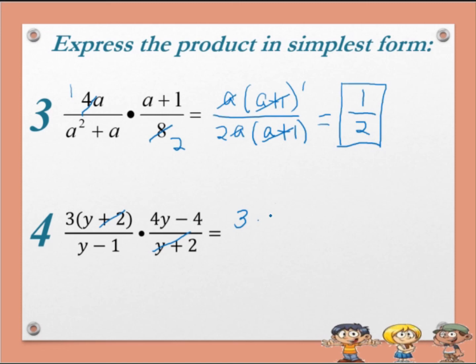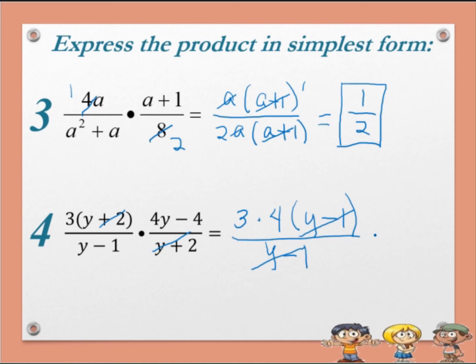4y - 4 has a common factor of 4. And then, our remaining factor, 4y divided by 4 is equal to y. Negative 4 divided by 4 is equal to negative 1. In our denominator, what's left is y - 1. Looking at our numerator and denominator, there is still a common factor of y - 1. y - 1 divided by y - 1 is equal to 1.